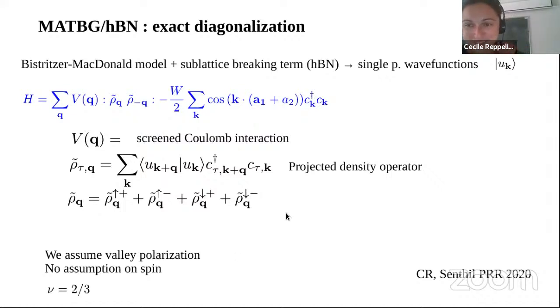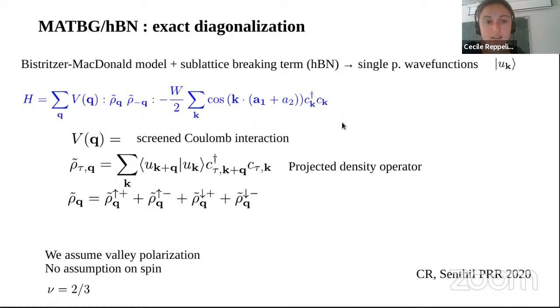Yes, there's another question. This q now corresponds to the wave number of the Moiré cells. Yes, it's within the mini Brillouin zone. Yes, it's the wave number of the Moiré cell. That's correct.